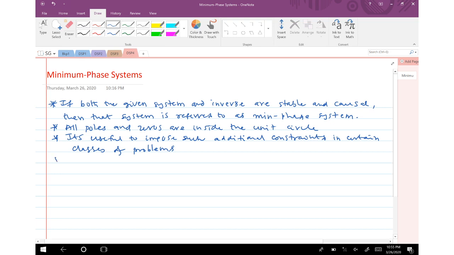Another important point about minimum phase systems is that they result in minimum phase delay, among all systems that have the same magnitude response.